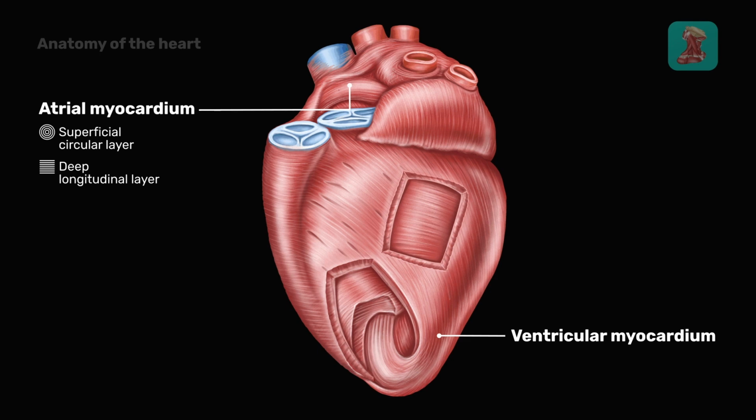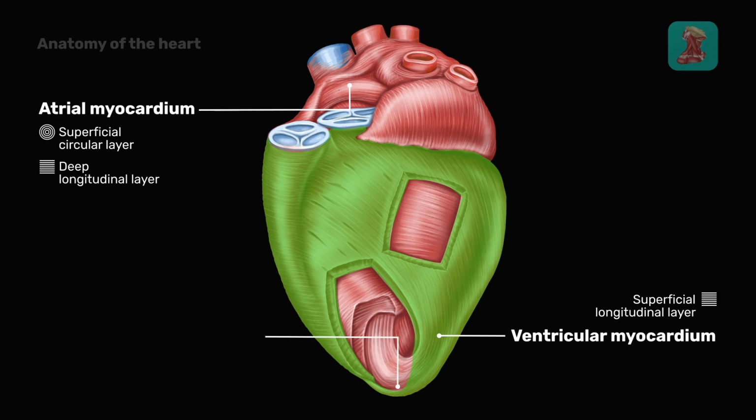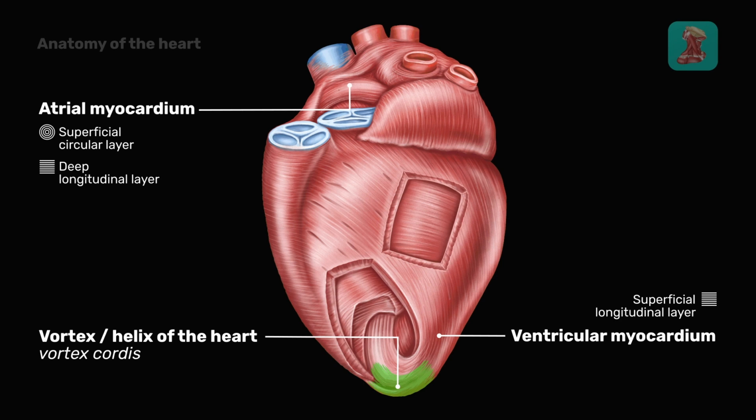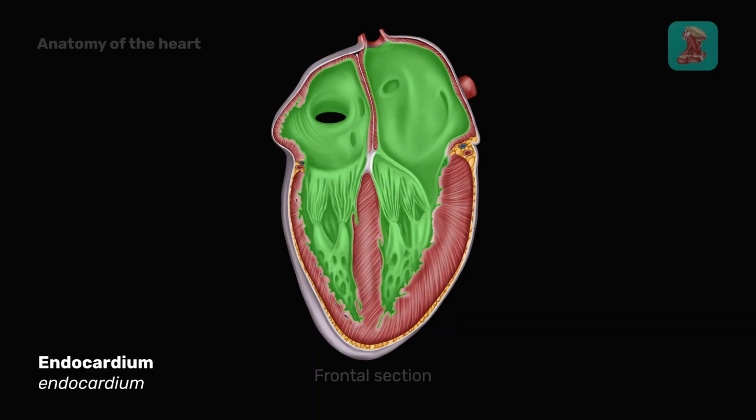The ventricular myocardium consists of 3 layers. The superficial layer consists of longitudinally arranged fibers and forms a helix at the apex of the heart. The middle layer consists of circularly arranged fibers. The internal layer consists of longitudinally arranged fibers. The endocardium is the internal layer of the heart, which covers the papillary and pectinate muscles, cords, and valves.